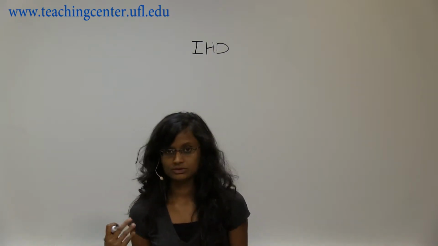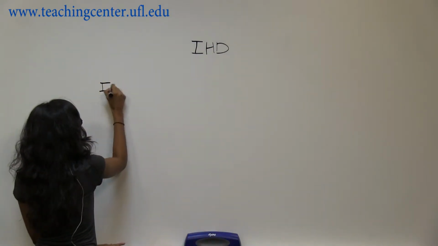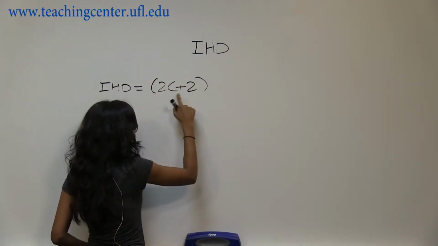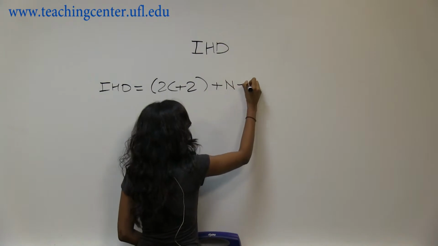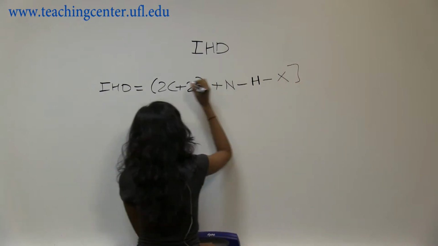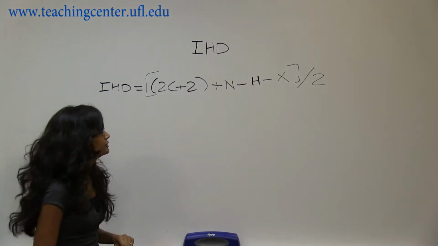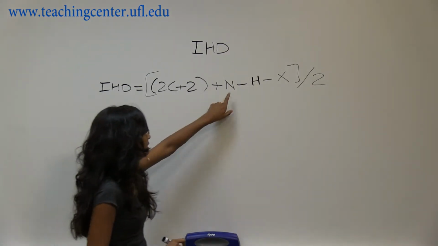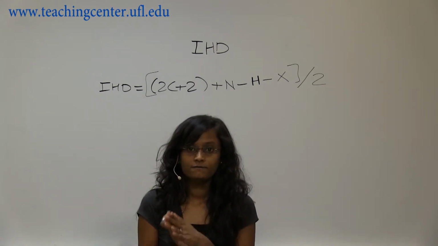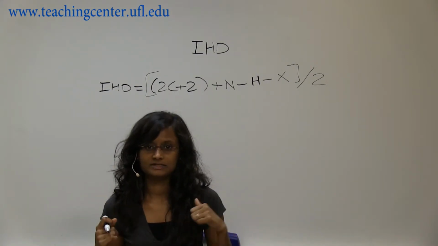Let's do one example to get through it. Let's learn the formula first. This is something you have to memorize. It's 2C plus 2 plus the nitrogen minus hydrogen minus X, which is halogen, everything divided by 2. Usually you don't see nitrogen in your structure, but sometimes professors ask you a typical question for IHD. So that's when you have to remember this formula.